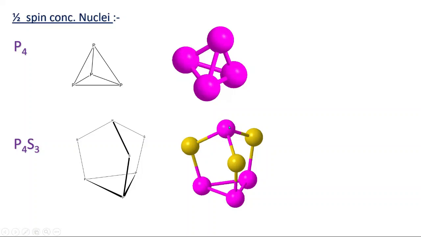So due to the 3 phosphorus, the singlet will be split into a quartet by the n+1 rule, and due to this one phosphorus, the 3 phosphorus will give a doublet. So this will give a quartet and a doublet.